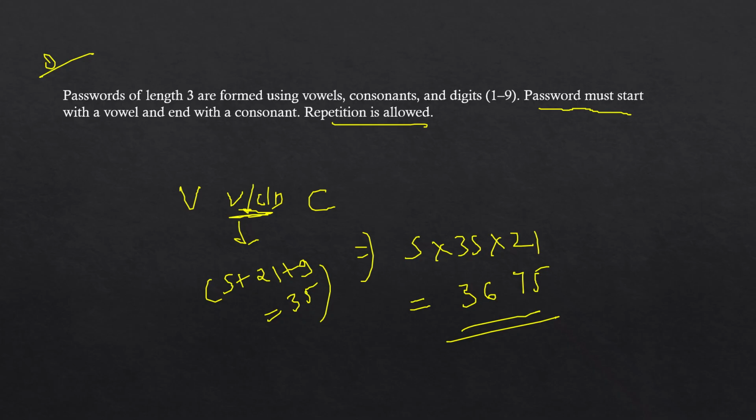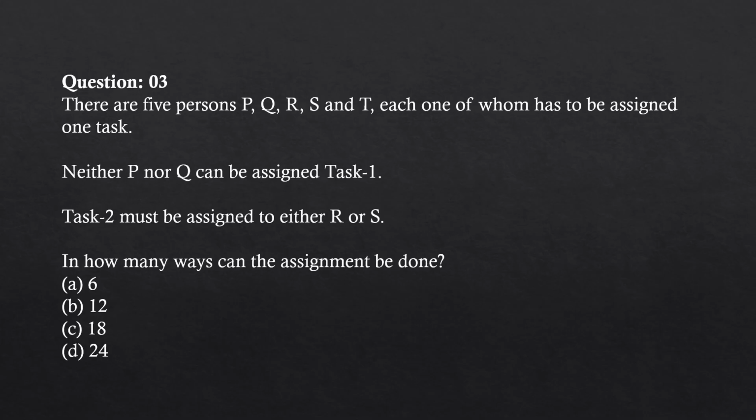So we saw some possible cases. Now next question. Question number 3. There are 5 persons P, Q, R, S and T, each one of whom has to be assigned one task. So in total we have 5 persons and 5 tasks, and each person is assigned a different task. Neither P nor Q can be assigned task 1, and task 2 must be assigned to either R or S. In how many ways can the assignment be done?